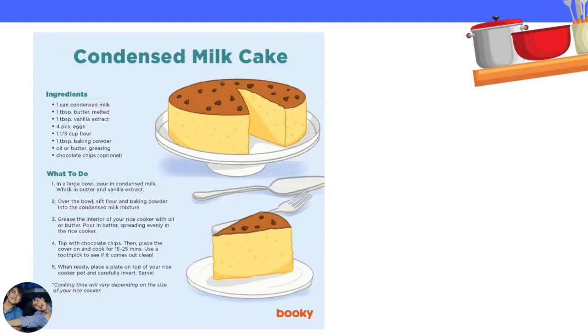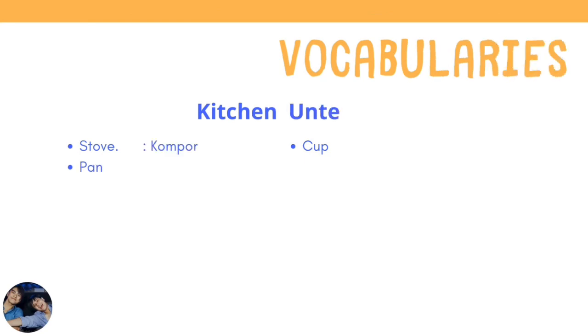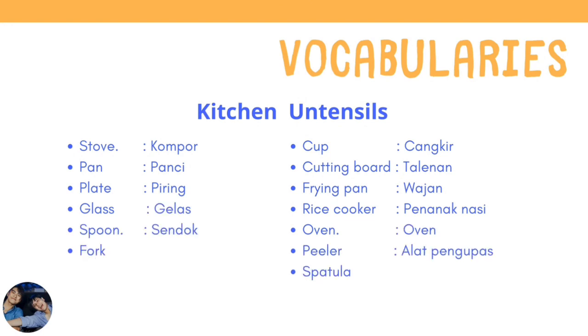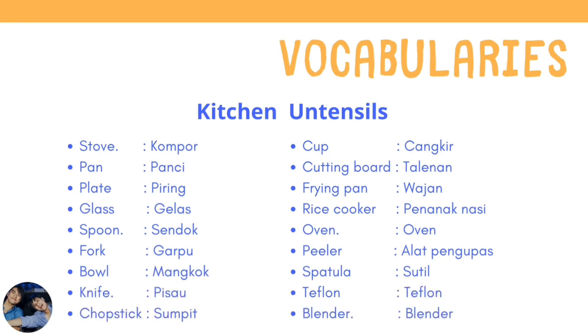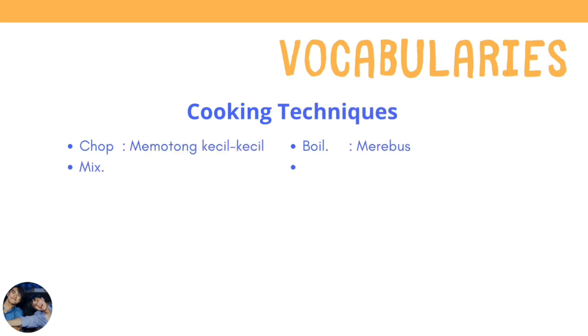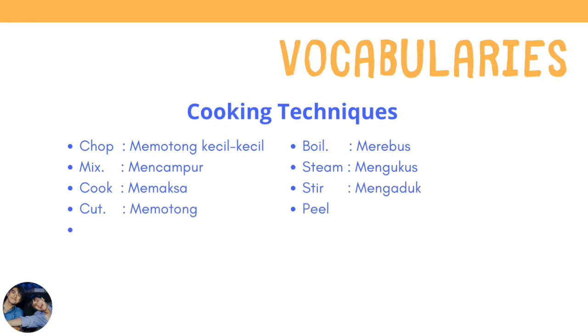Okay, this one is an example of a procedure text, especially a recipe. This one is a recipe because it has a goal, it has ingredients, it has the steps or what to do. Okay, by the end of the PowerPoint, I provide some vocabulary of kitchen utensils that you may need in the future if you want to make a recipe procedure text. And this one is also cooking techniques that I provide that you may need in the future if you want to make a procedure text.